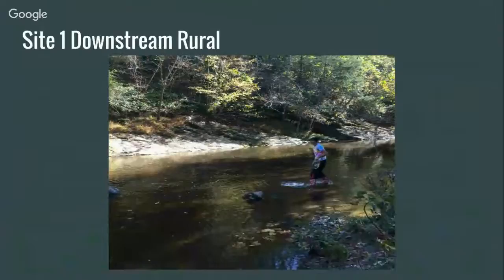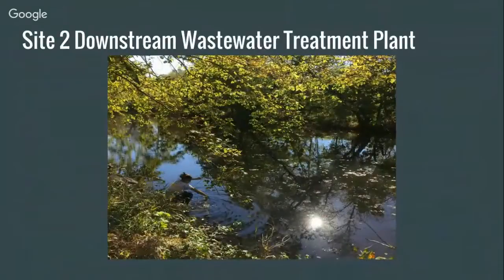This is Site 1, downstream rural. It was shaded, had a vegetated bank, and a limestone bedrock. This is Site 2, downstream of the wastewater treatment plant. It was shaded, had a vegetated bank, and a rocky, muddy stream bed.